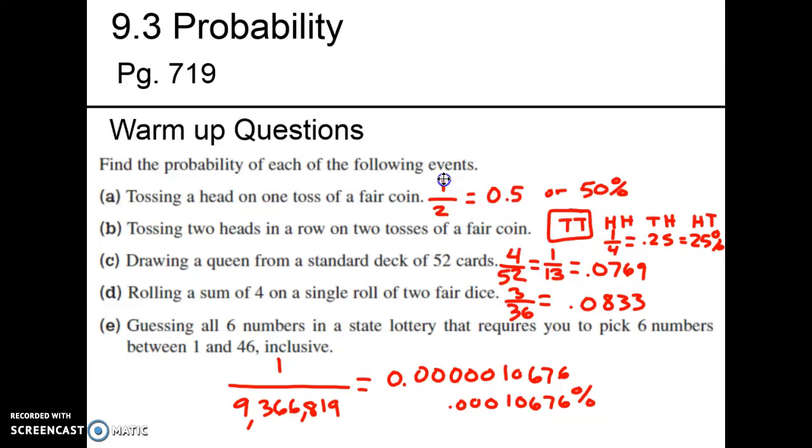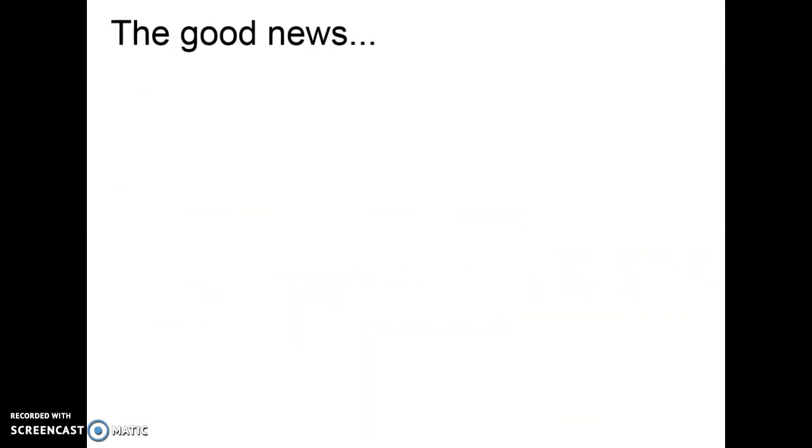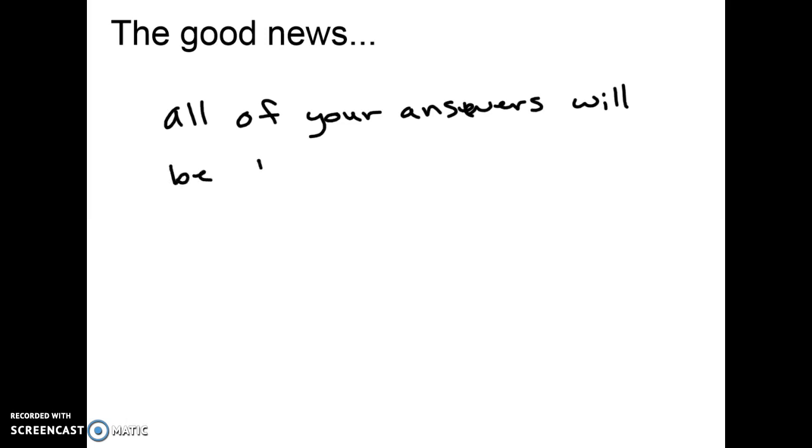So that's just a brief introduction. I just want to touch on a few more points of kind of reviewing probability principles. We have some good news for you, but it's very simple news that you probably already knew. All of your answers will be between 0 and 1. In probability, that's what it is. You have decimal, you have percent.